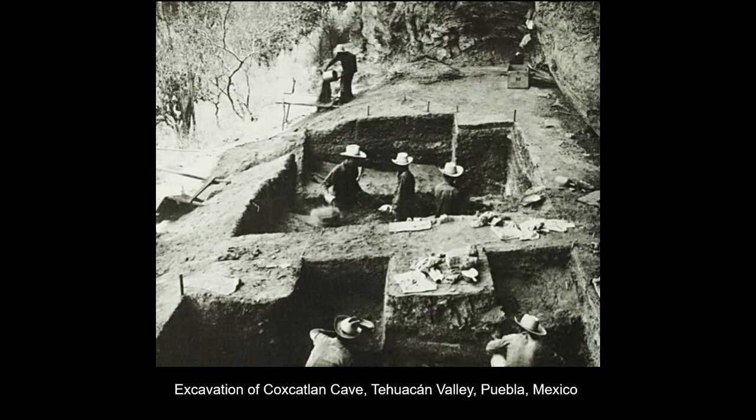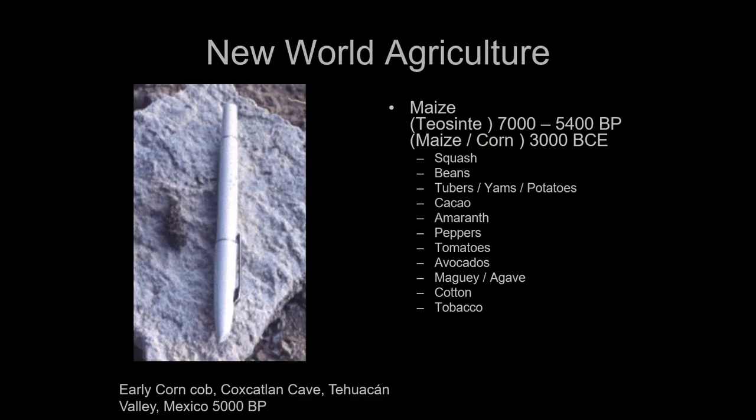There were more than 28 layers of occupation. That shows you how old this cave was. 10,000 years, 28 layers. That means that a new floor was made 28 different times. And that represents centuries and centuries of occupation. And inside this cave, we find what would possibly be the first corn cob. Can't see it? There it is. And there is a pen for scale.